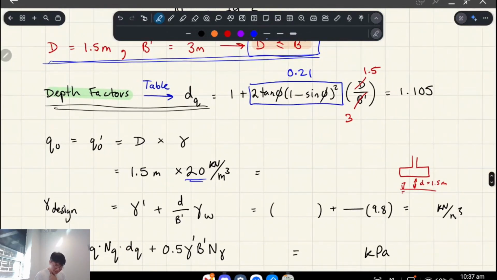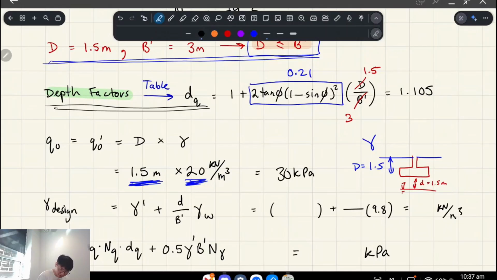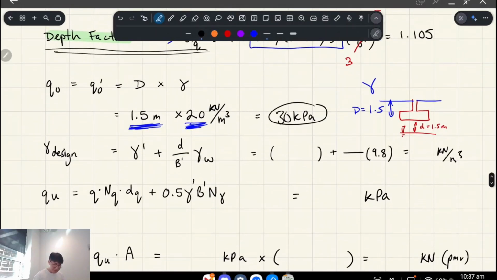Okay, so basically we just have 1.5 meters depth. I already drew it here. So this was 1.5 meters deep into the ground, right? And then we multiply that by gamma, which is 20. So that gives us 30 kPa of surcharge.